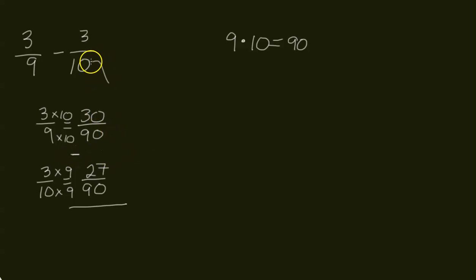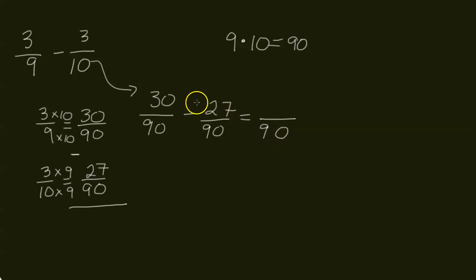So now this problem turns into 30 over 90 minus 27 over 90. What would that equal? Well, the denominator is going to be 90. And what is 30 minus 27? So 30 minus 27 is what? 3. So now I have my final answer. It's not a simplified fraction yet, but I have turned 9 and 10 into a common denominator of 90. 30 minus 27 is 3 over 90. Okay? All right, let's try another problem.